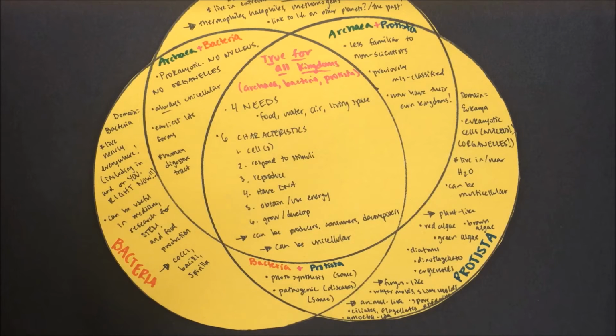They also all display the 6 characteristics of all living things. They're made of cells, or maybe just one cell. They respond to stimuli, they reproduce, they contain DNA, they obtain and use energy, and they grow and develop. They can also all take on the roles, depending on the species, of producer, consumer, or decomposer. Additionally, all of these kingdoms contain some, if not all, unicellular species.